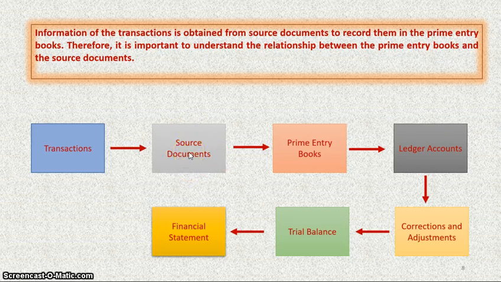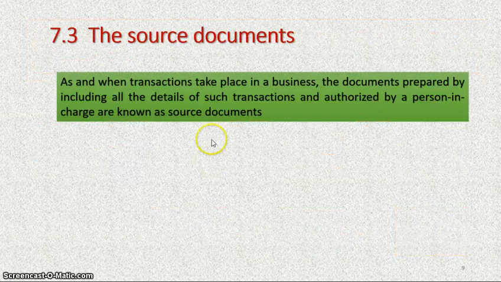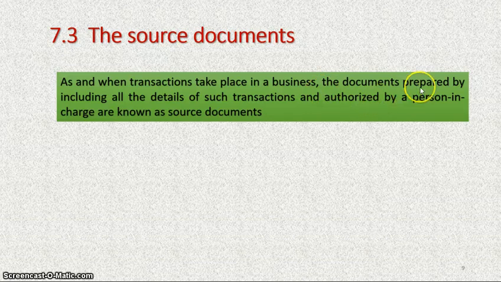For example, if you pay school fees, you get a receipt. On that receipt, the transaction details are there: the date you paid the fees, the amount you paid, your name, the name of the school, the signature, and all these details are in this source document. Using this receipt, you can post them in the prime entry book. So source documents are the documents prepared, as and when transactions take place in a business, including all the details of such transactions and authorized by a person in charge.